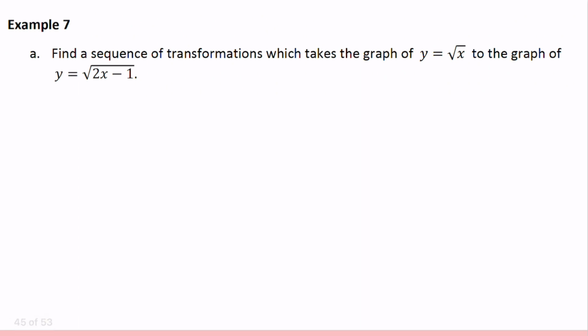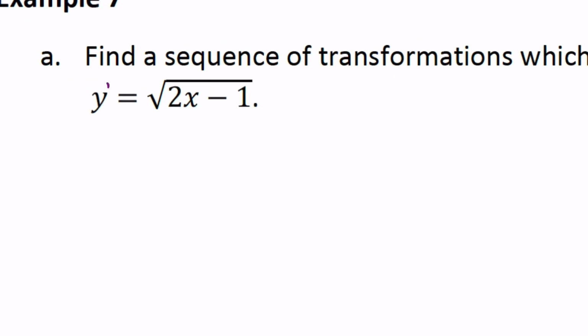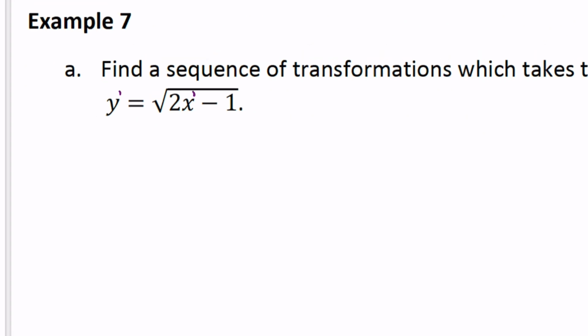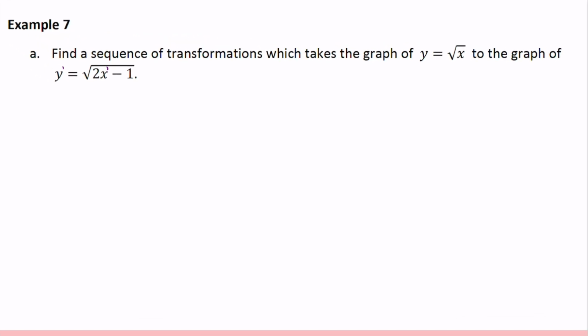As I said, I think this will make a lot more sense as we go through it as an example. So example 7. Find a sequence of transformations which take the graph of y equals square root of x to the graph of y equals square root of 2x minus 1. First thing that I like to do with these is, for the new or transformed function, I like to put little dashes there just to make it very clear to myself that that is the new or transformed function.